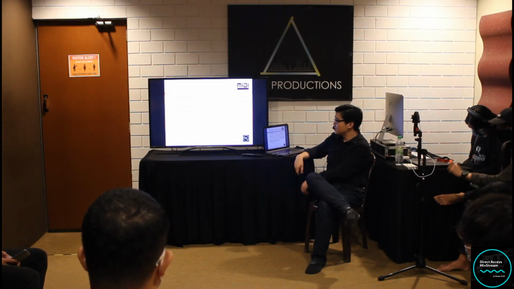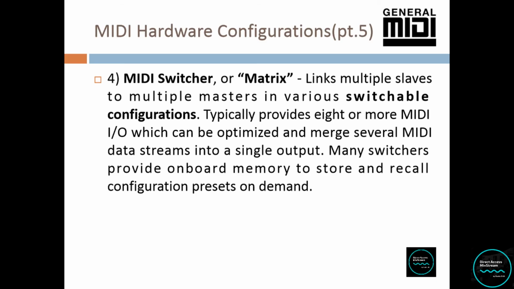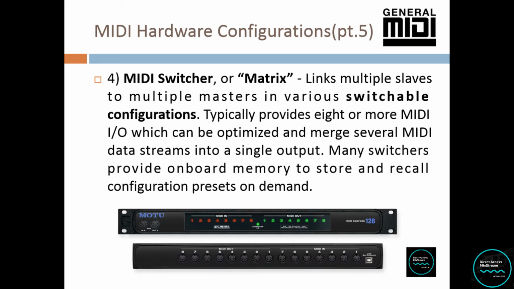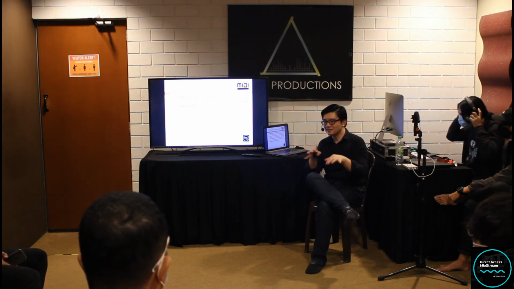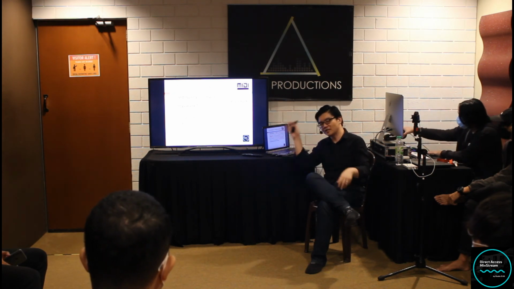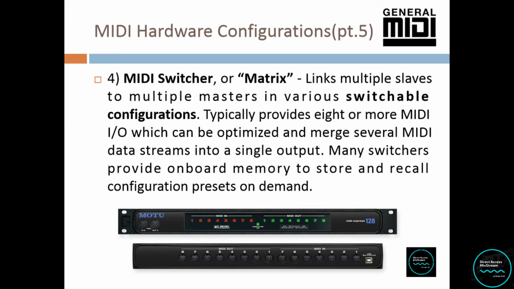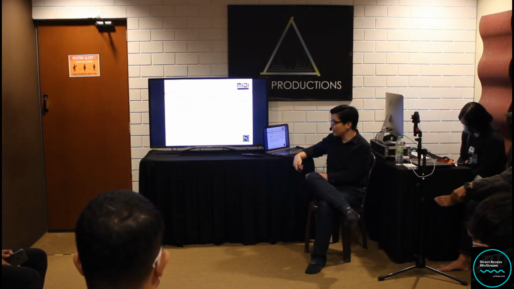Now the fourth one is the MIDI switcher or matrix. This one is a little bit more complicated. You can link multiple slaves to multiple masters, usually using a MIDI IO or MIDI switcher. This one is of course a lot more flexible. If you're somebody like Hans Zimmer, for example, with so many synths, you are hooking up all your different synths and sound modules. Many of these switchers have onboard memory so you can recall presets. Otherwise it'll be very complicated.